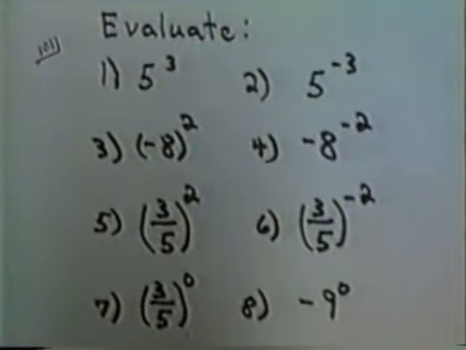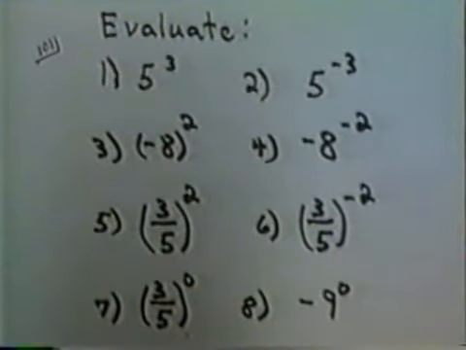Here are your exercises. I will read them for you. As I read them, copy them down. And then once you get them copied, be sure to stop the tape. Then you can work them and restart the tape to check your answers. The first one, 5 cubed. 5 exponent 3.